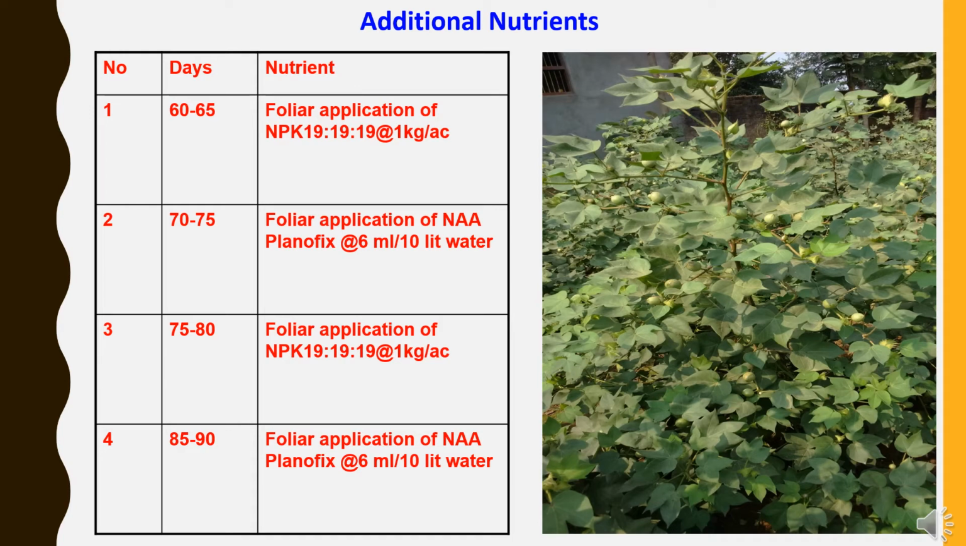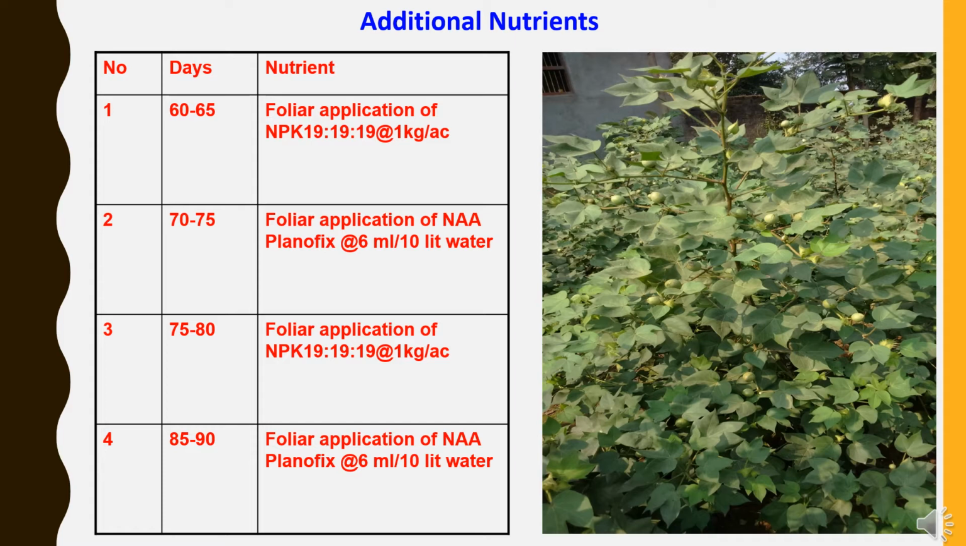Along with fertilizers, we have to supply additional nutrients to the cotton crop in hybrid seed production. At the 60 to 65 days crop stage, we have to go for foliar application of NPK 19-19-19 at the rate of 1 kg per acre. It will boost up the growth and development of the crop. During the 70 to 75 days stage, there should be foliar application of NAA or Planofix at the rate of 6 ml per acre, mixed with 10 liters of water. It will result in better square formation and flowering, which will result in good crossing to get the highest number of balls and seed setting.